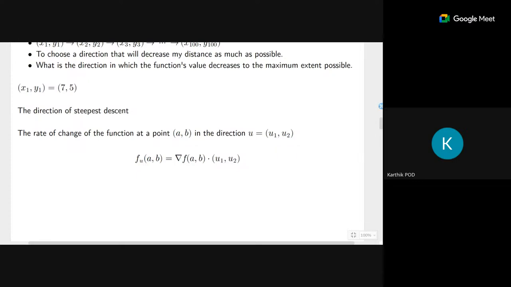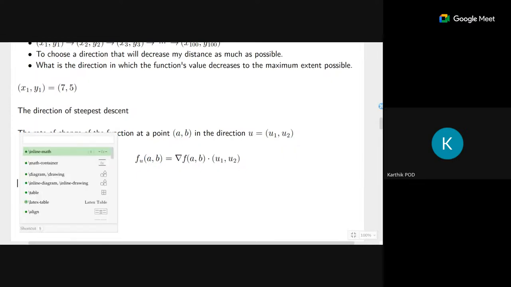Okay, so negative. For negative, sir, the dot product should give negative. Correct, right? So when is the dot product most negative? So maybe -1. Okay, the direction which is opposite to the one in which the gradient is pointing.